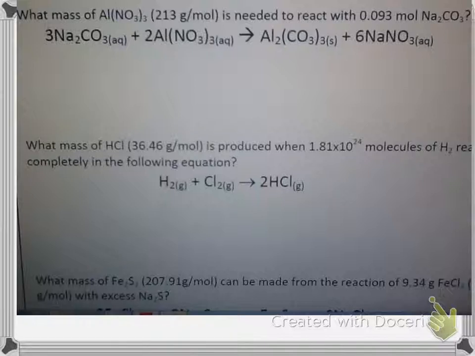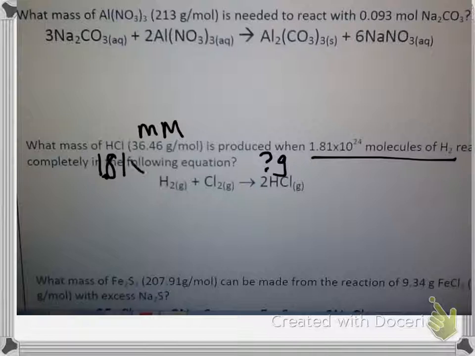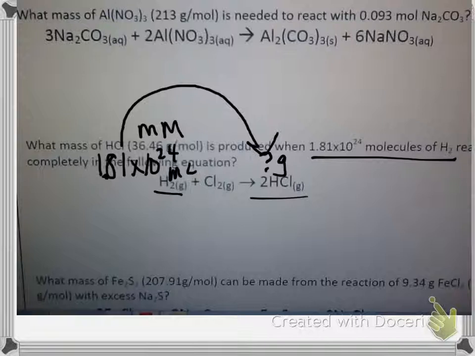The next one says, what mass of HCl, so once again we want to know grams, so how many grams of HCl, and then we're given the molar mass of HCl here, is produced when 1.81 times 10 to the 24th molecules of hydrogen, that's our given right there, react completely in the following chemical equation. Once again, we're given the quantity of one reagent and we're asked to calculate the quantity of another. That's stoichiometry. We have to use the mole relationship to solve the problem.